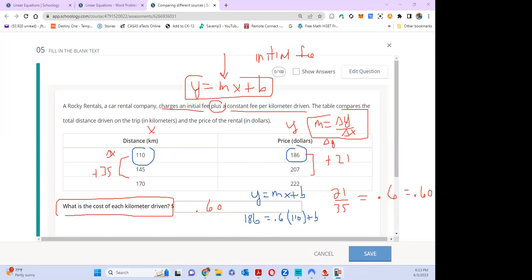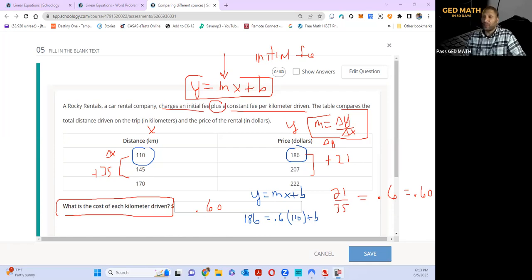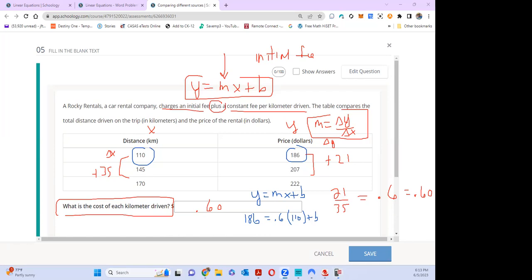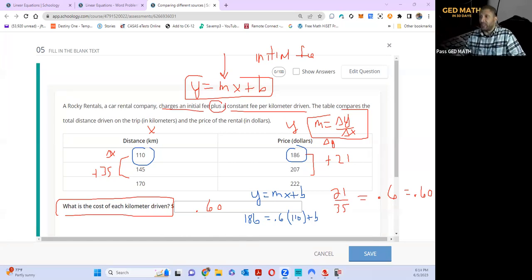See, that's that mental math. See how I did that? Okay, this is why as you're doing work and you do mental math, you'll see that math becomes easier.